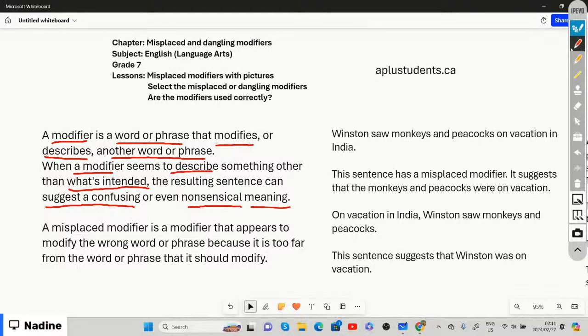And that is where we come to our term, misplaced modifier. So a misplaced modifier is a modifier that appears to modify the wrong word or the wrong phrase because it is too far from the word or the phrase that it should modify.